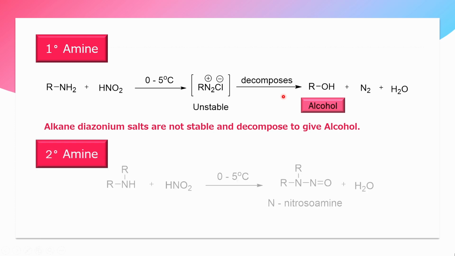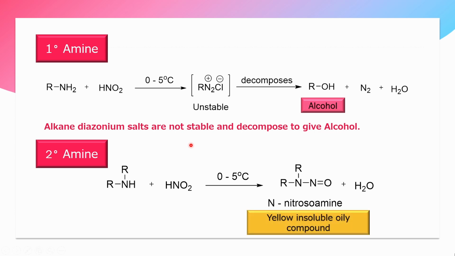Second is the 2 degree amine, where I have again used HNO2, and now I am getting N-nitrosamine, which is a yellow insoluble oily compound. So if I'm having an amine and reacting it with nitrous acid and we get a yellow oily compound, we can ascertain that it is a 2-degree amine.